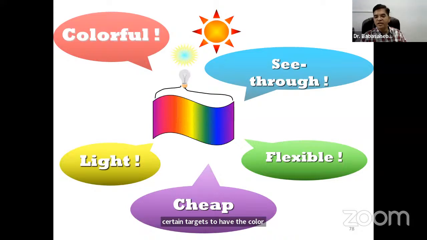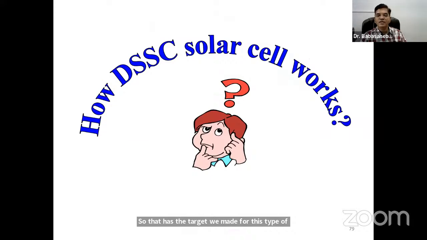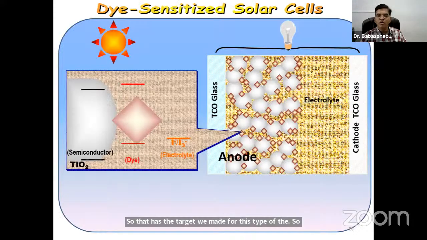If it is flexible, then it is great. Cheap, depending upon the type of deposition, and if it is lightweight, you can hang it where you want. So that is the target we made for this type of solar cell. So how does this dye-sensitized solar cell work? That is the most important. You should understand the concept for this one.